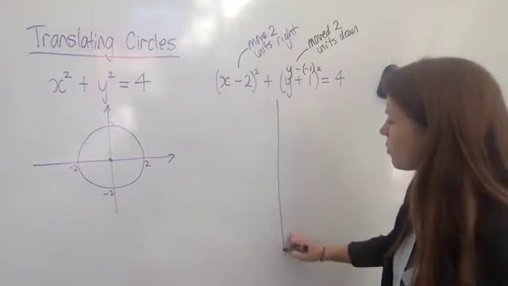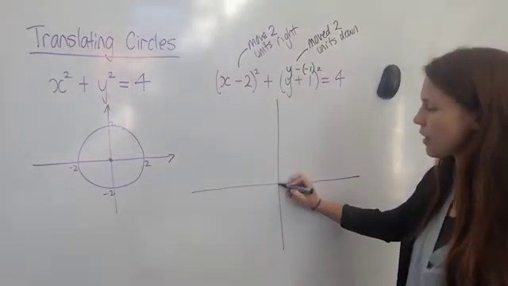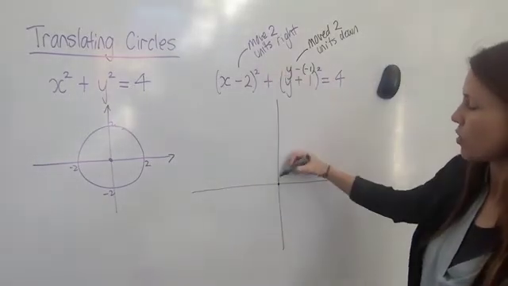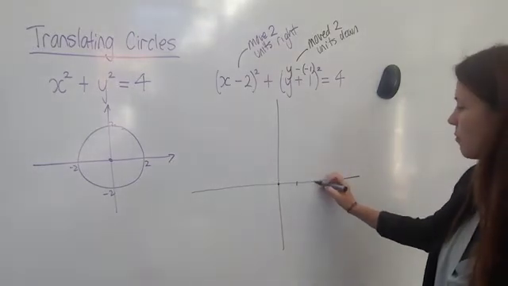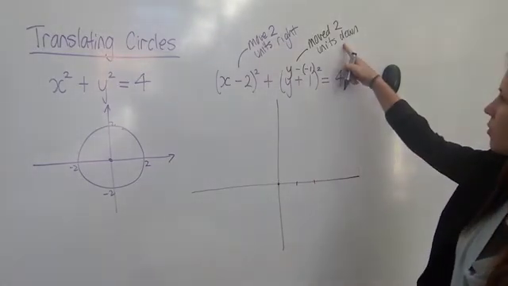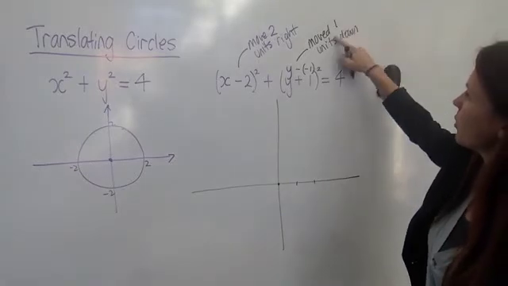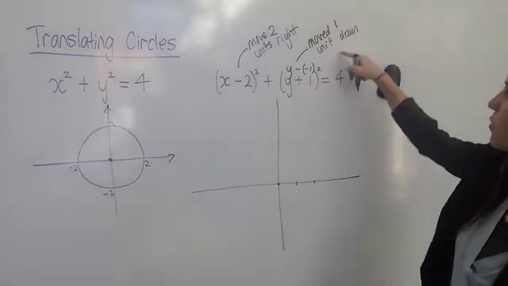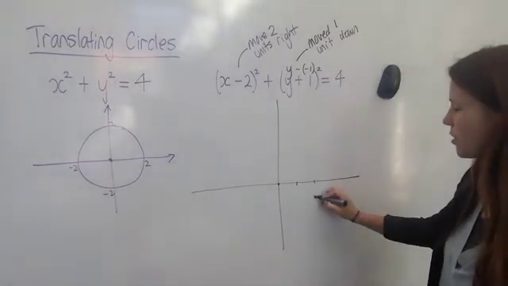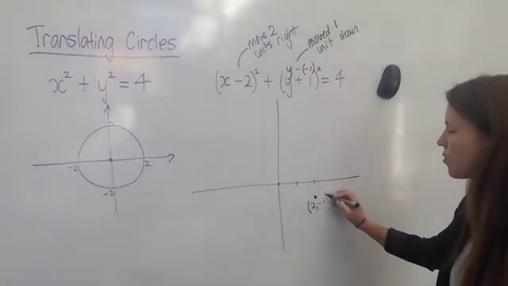So when we come to draw this, instead of having our centre at 0, 0, we've moved it 2 units to the right, and we've moved it 1 unit, not 2, I need to look at my numbers. We've moved it 1 unit down. So the new centre is here at 2, minus 1.